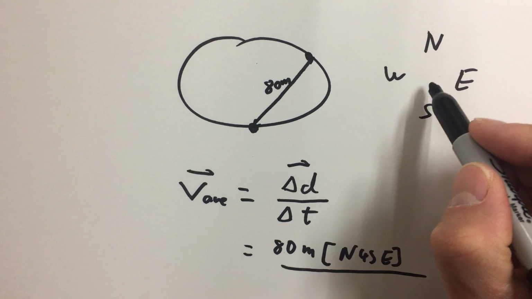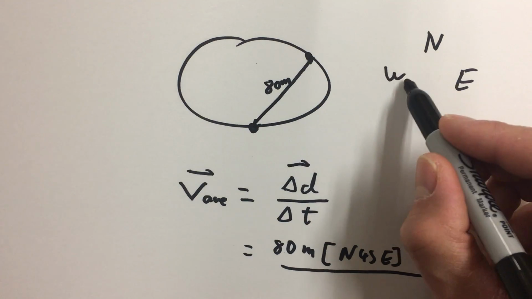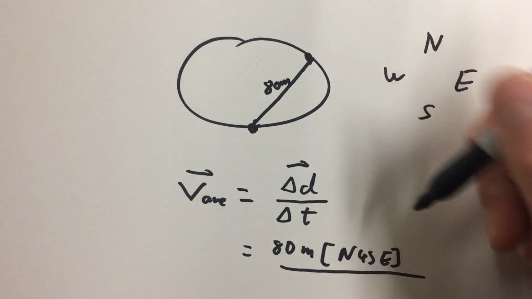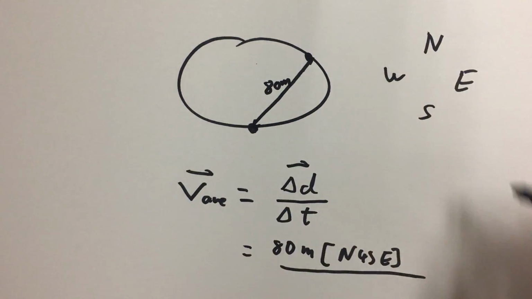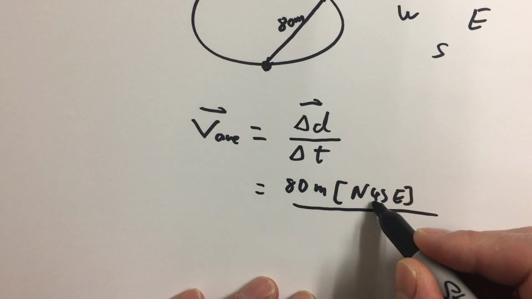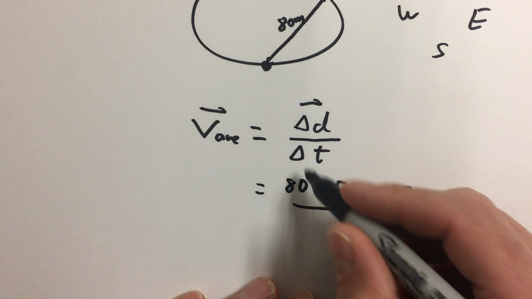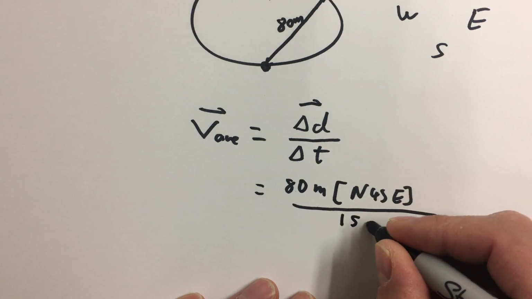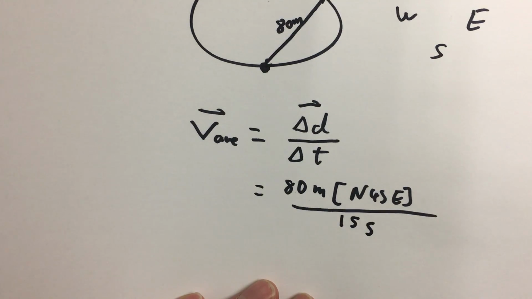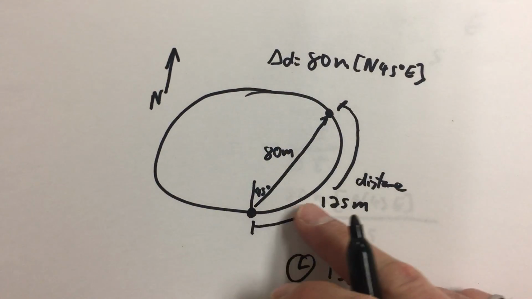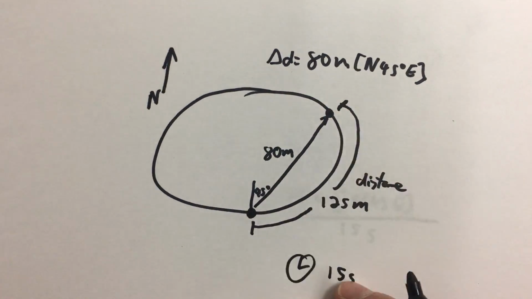So we go this way, and W is on the left, E is on the right if you're facing north. Obviously, if you're facing south, that rotates it around. Okay, so we have 80 meters north, 45 degrees east, and we're dividing by our time, and our time was 15 seconds. Remember, that was the original problem we were looking at, a person running around a track, starting here, running that curve, and ending here 15 seconds later.